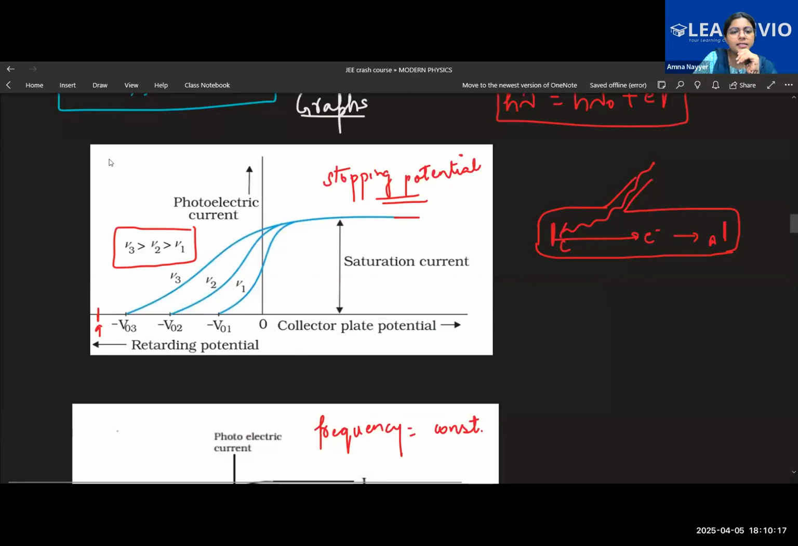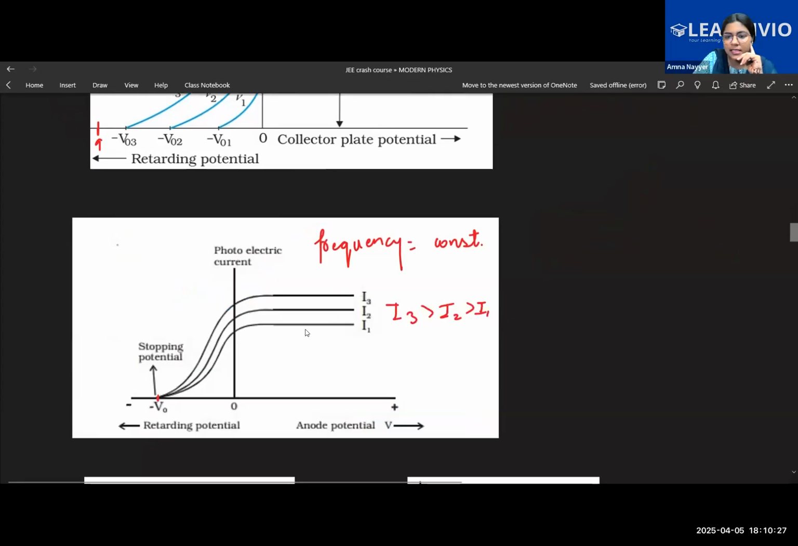In this graph, intensity is kept constant. That's why the saturation current is obtained here. Now, these are the values of saturation current here, but see, these are different. This again will become the saturation current. But see, these are different for it. So this you can relate.